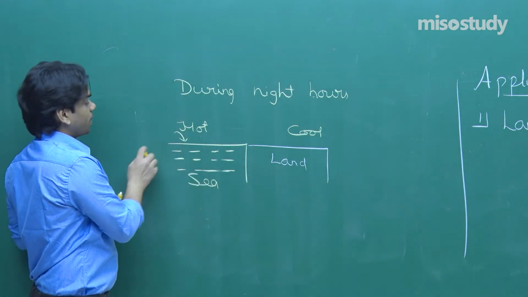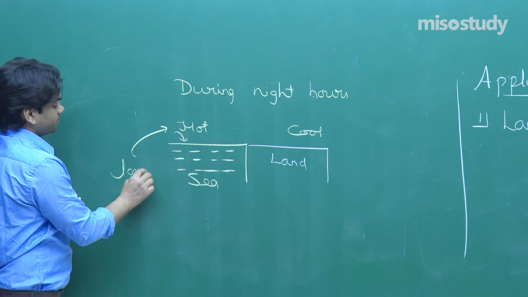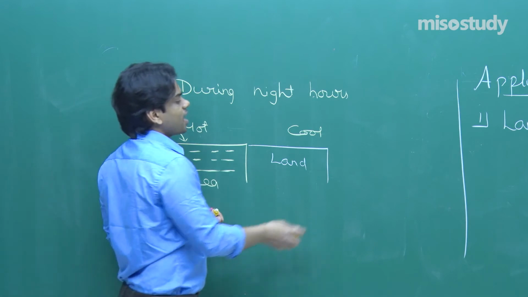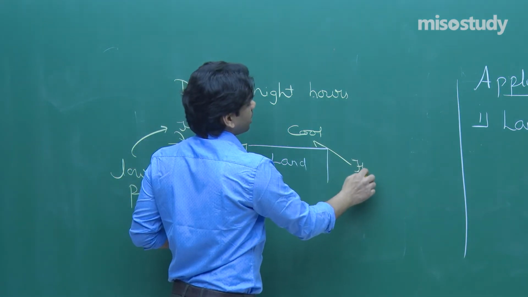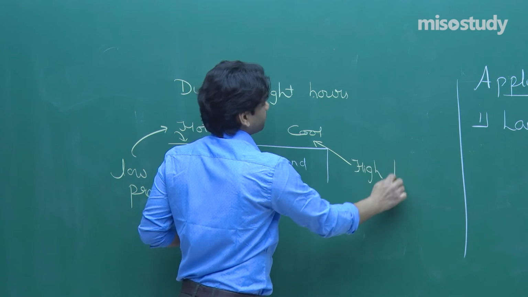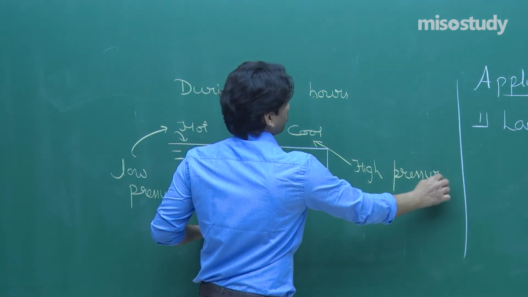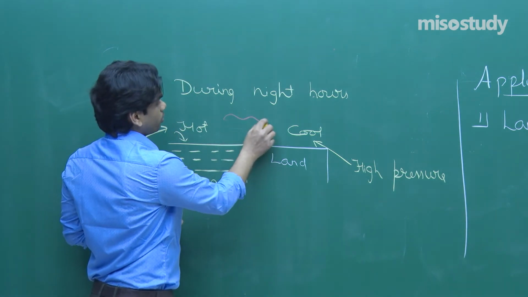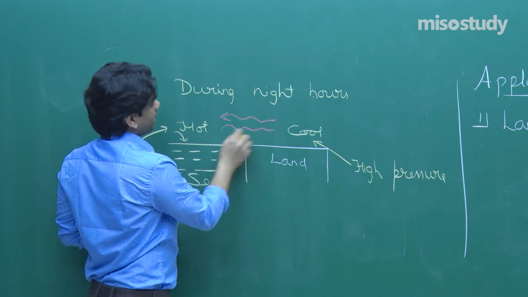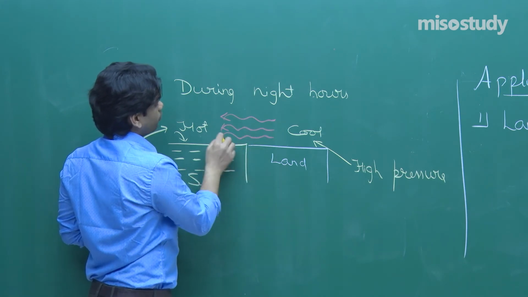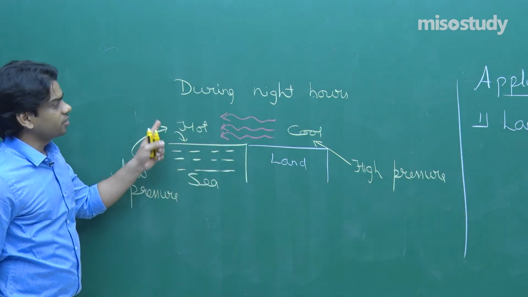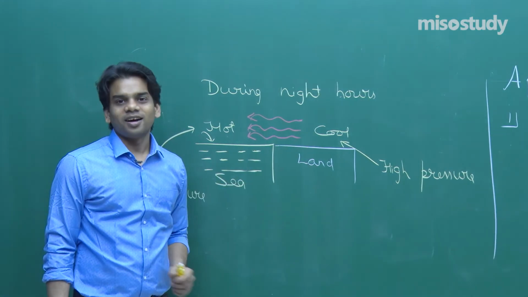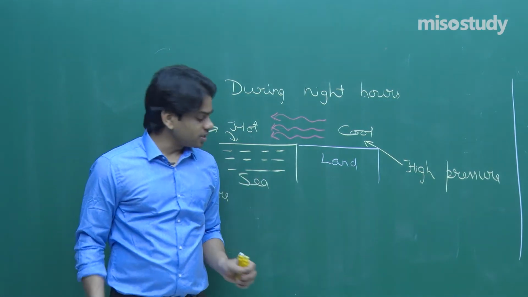So a region of low pressure would exist over the sea, and a region of high pressure would exist over land. This is what we are going to observe. So with high pressure and low pressure, the winds are going to blow in this direction from land to sea, because the wind finds a low pressure region here. This is what happens during the night hours. So this was all about the land breeze and sea breeze.